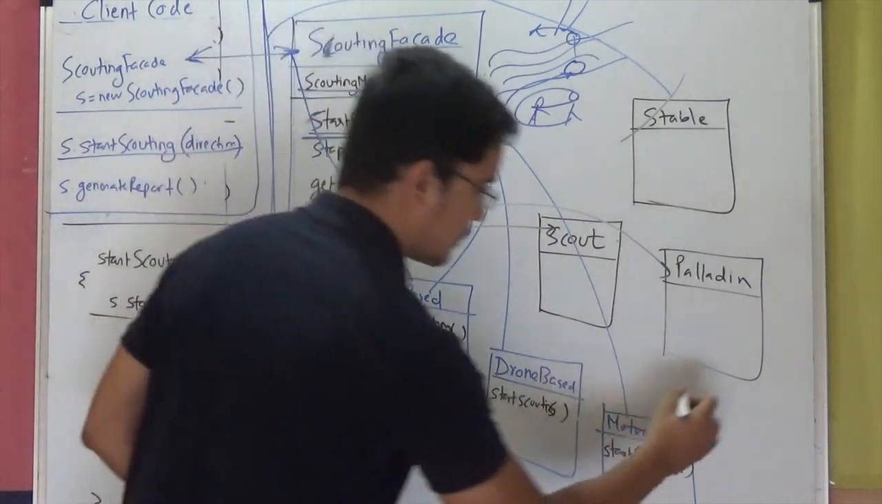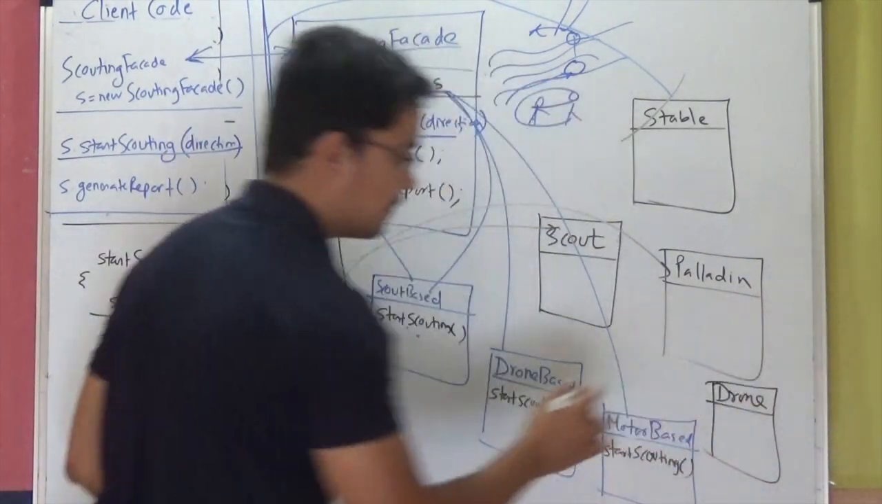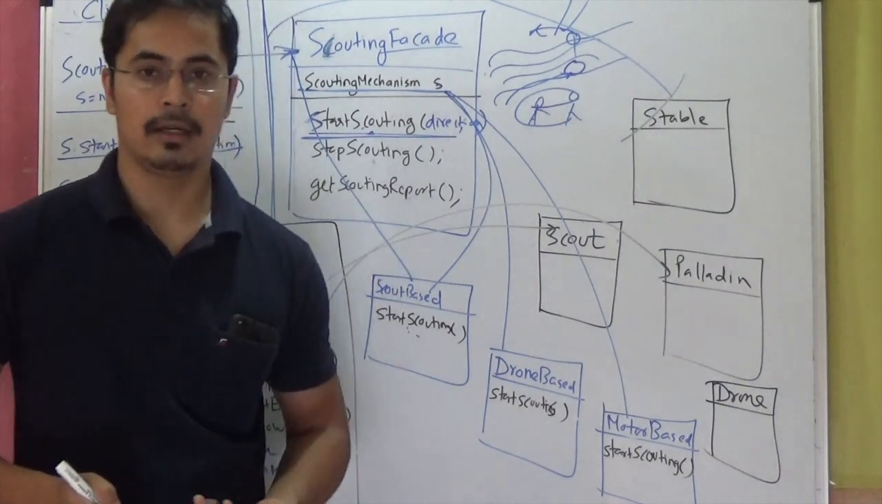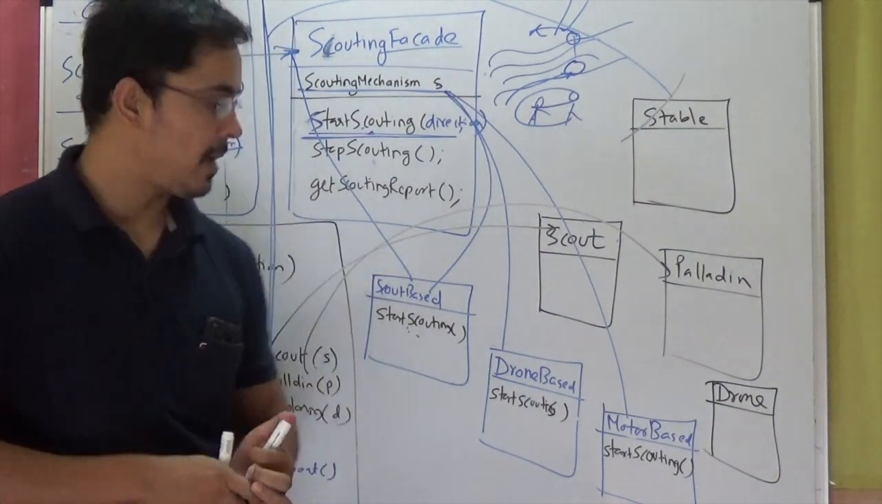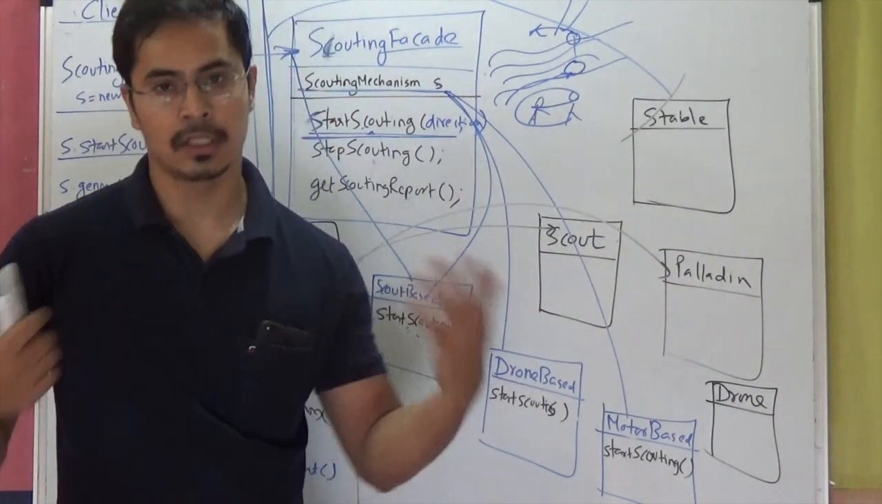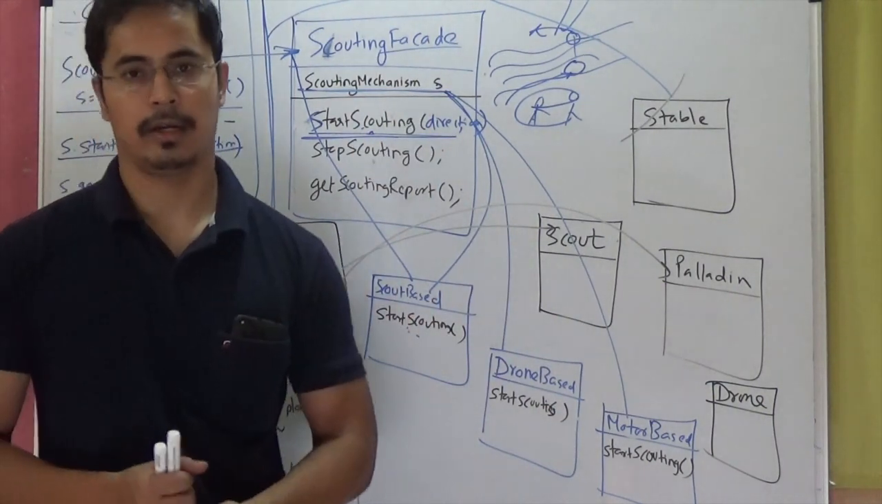Let's say we have a drone class. You can still have your own drone. That is one more advantage with facade. It doesn't restrict you from accessing the individual components of the subsystem for which the facade was created.